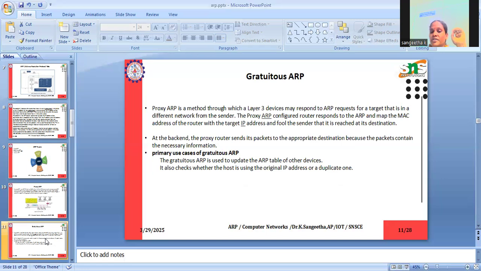Then the gratuitous ARP method is used at layer 3. So the target is in a different network from the sender. With proxy ARP configured, the router responds to the ARP request and maps the MAC address. But in the backend, the proxy router sends the packet containing the necessary information. Gratuitous ARP is used to update the ARP table of other devices also.